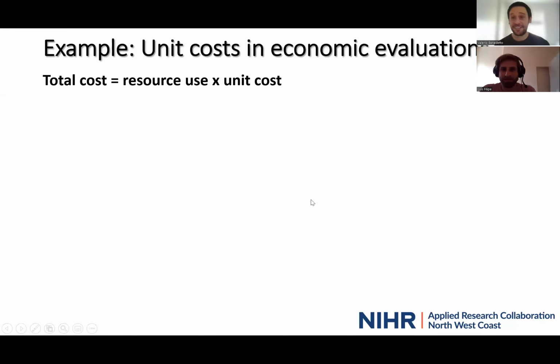Thanks, Luís. I'm now going to talk about another example, but this time with the application to health economics, in particular to economic evaluation. In economic evaluations, you might know we tend to compare two or more alternative interventions, for example, treating a particular patient population. Economists and researchers will tend to estimate the costs attached to the different interventions. And with cost, we're really trying to figure out two components here, resource use and unit cost.